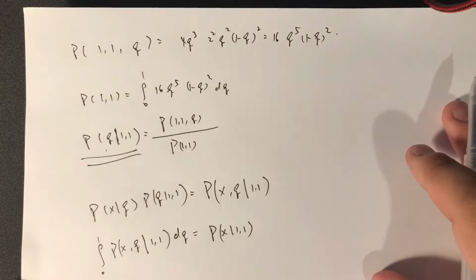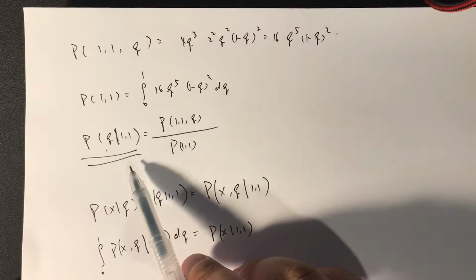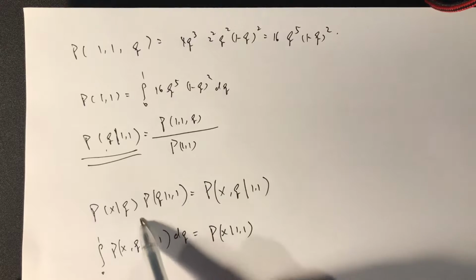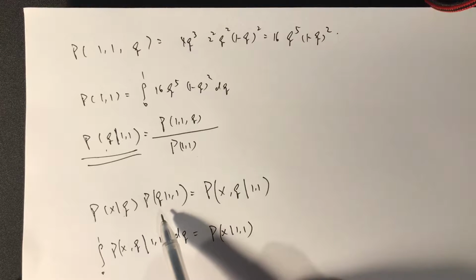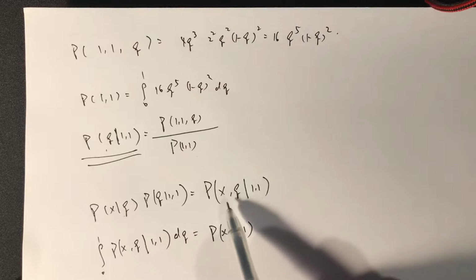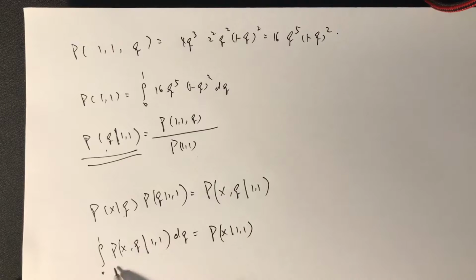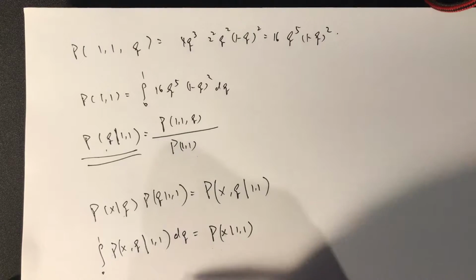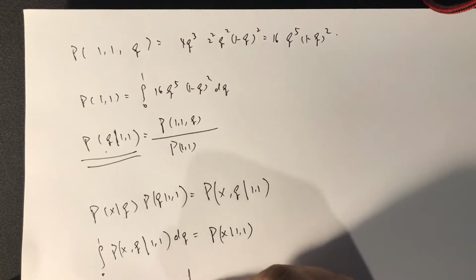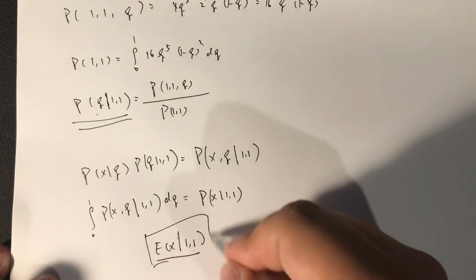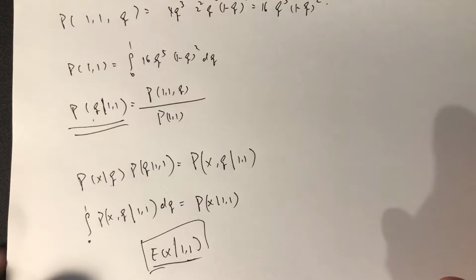I'll repeat again. So this is a conditional probability, and when we multiply it by what we know about the probability of x given q, we have the joint conditional probability, and when we integrate out q, we have the probability of x given experience, and what we want is the expected value of x given our experience. Okay, this is what we want, and the rest is just calculation you can do by yourself.